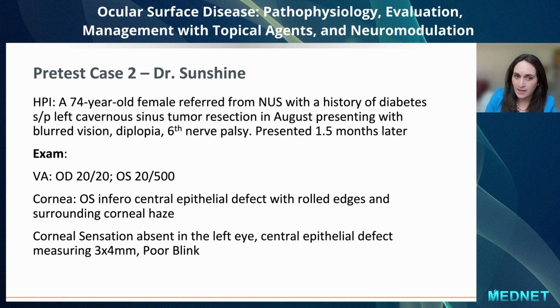Her exam, the right eye is normal with 20/20 vision. The left eye is 2500 vision. In the cornea in the left eye, it has an inferocentral epithelial defect with rolled edges and a surrounding corneal haze. Corneal sensation was absent in the left eye. There's a central epithelial defect measuring 3 by 4 millimeters and a poor blink.